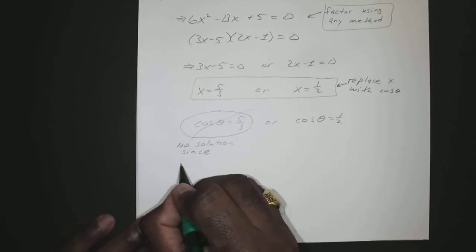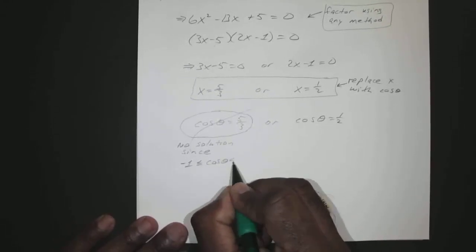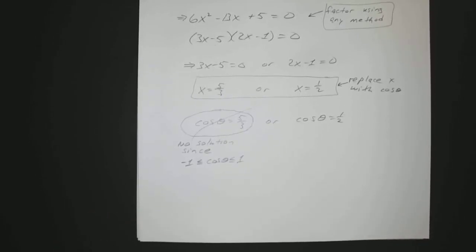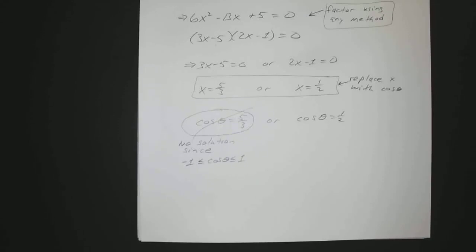since cosine of theta, and same with sine of theta, it has to go between 1 and -1. Now you can multiply it by a number and have it go higher than that. But the cosine of theta and sine of theta themselves are just between -1 and 1. So if you have a value that's larger than that, it's no solution. So this one is just no solution for that particular one.